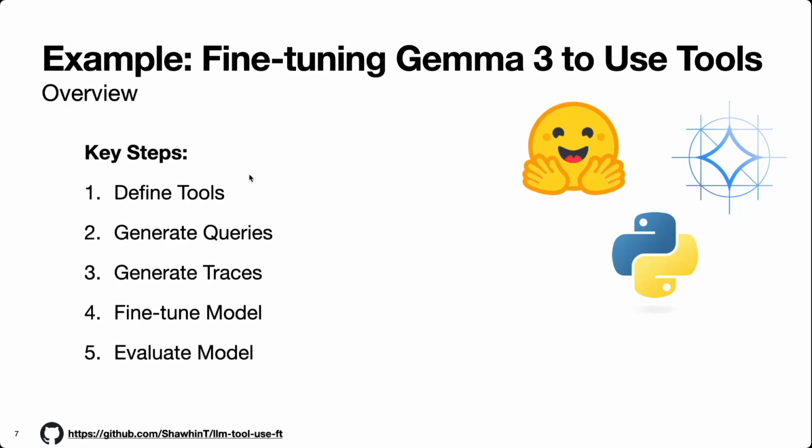And so here's a quick overview of the key steps. The first thing we want to do is define the tools that we're going to use in our training data. And then from there, we can generate queries that require calling these tools that we've defined. And now that we have queries, we can generate these full traces, including things like system messages, user queries, assistant responses, assistant function calls, and the results of these function calls. And we'll have different varieties of these conversations. And then once we have that, we can fine-tune our model on these traces. And then finally, we'll evaluate the model to see if it's actually improving on this ability to call tools.